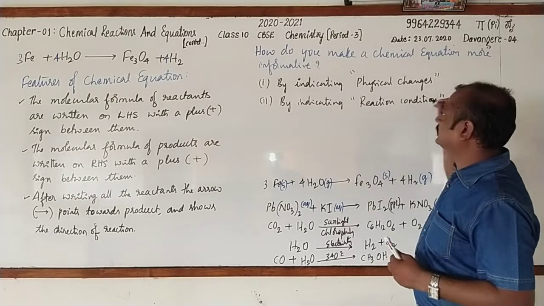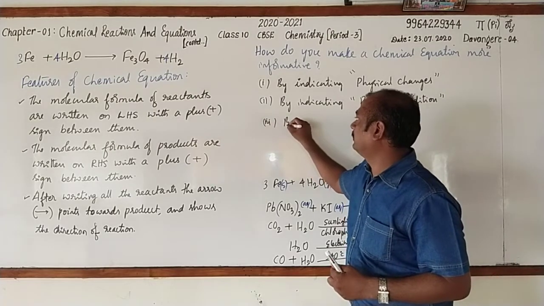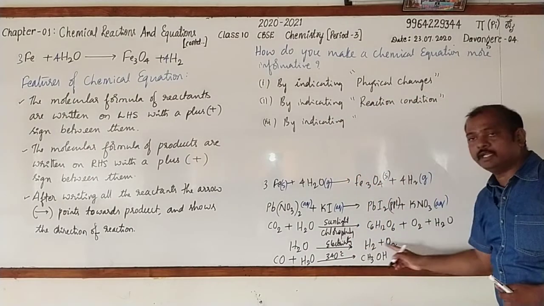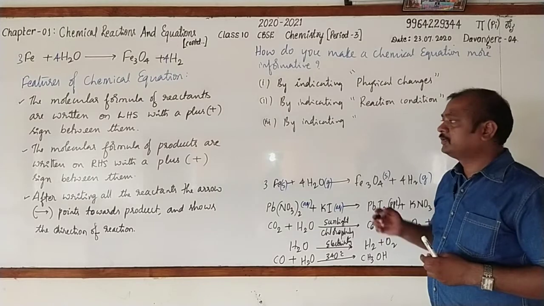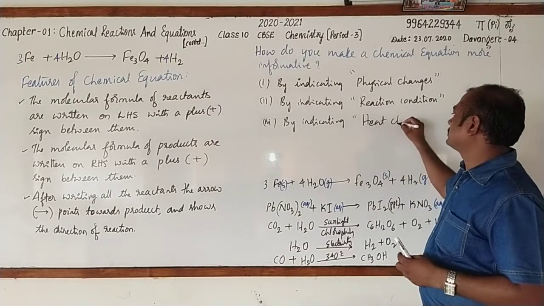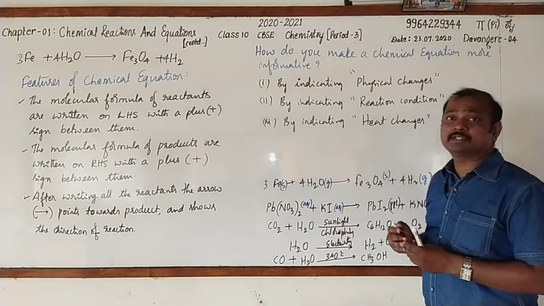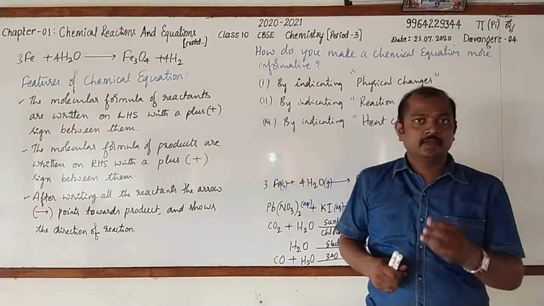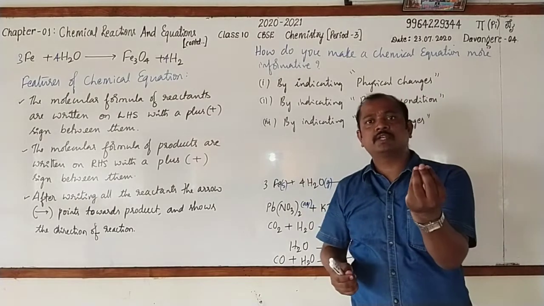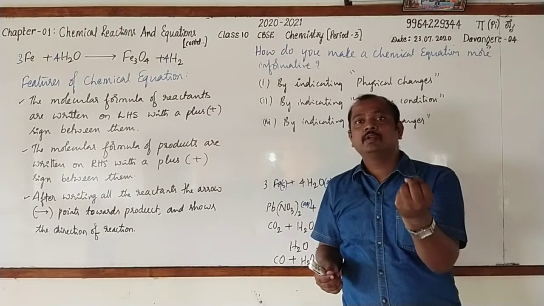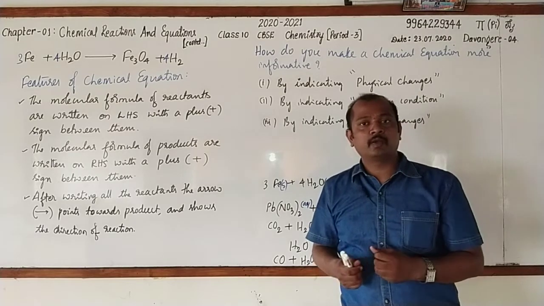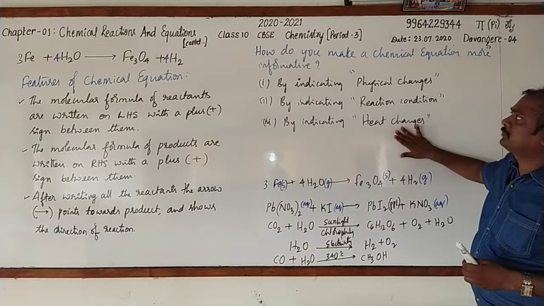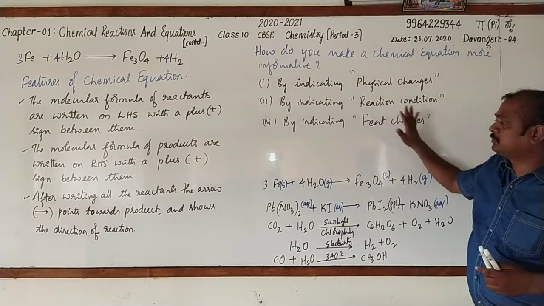And the third one is again by indicating the heat changes. Followed? Heat changes. I have given you one more example: you can recall the reaction between zinc and hydrochloric acid. There, when the reaction is taking place, you just touch the bottom of the beaker. How do you feel? You feel it is warm, right? So these are the three important points from which we can make a chemical equation more informative.